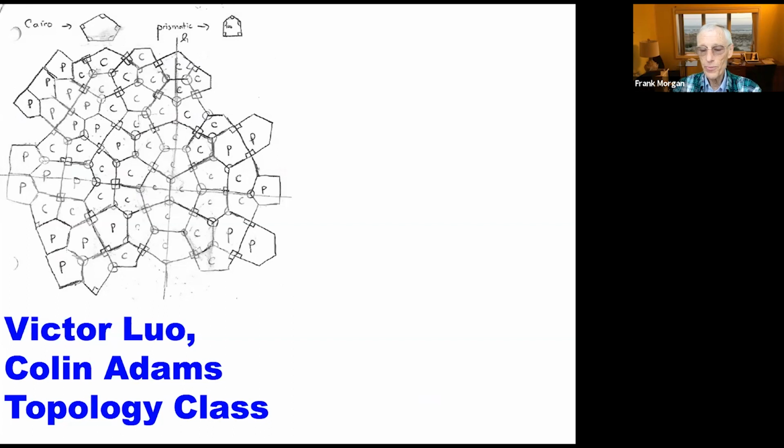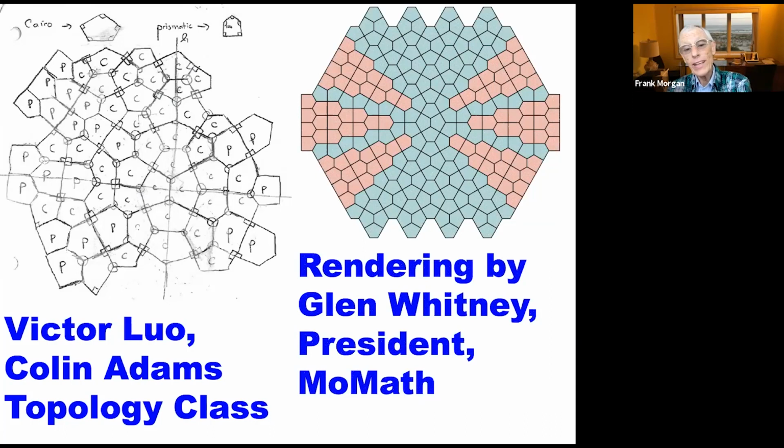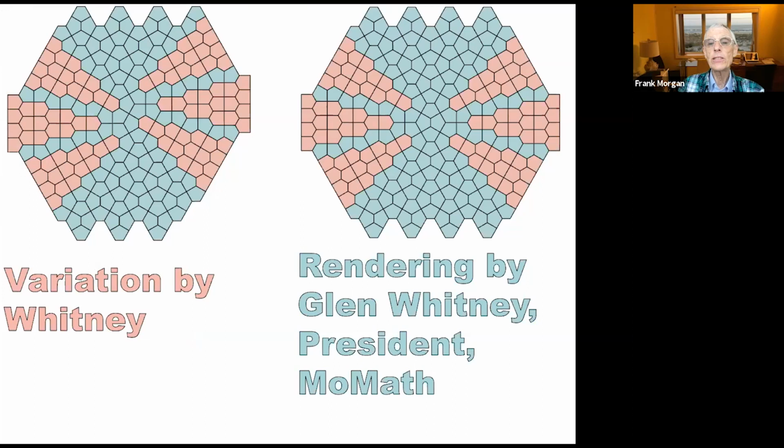And then there was a better method that another student, Glenn Whitney, who was then president of the Museum of Mathematics in New York City, used. He used a computer to give a better version of this and reassured us that you can see that it will go on forever. And he actually discovered a variation of it, which loses the symmetry, displacing the center a little bit. So that was an interesting variation by him.